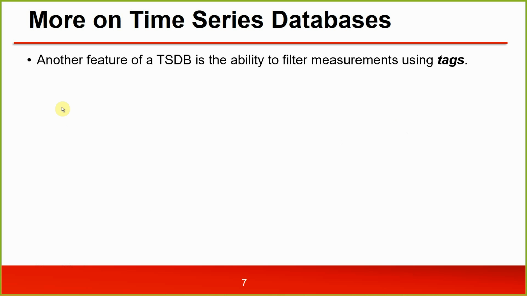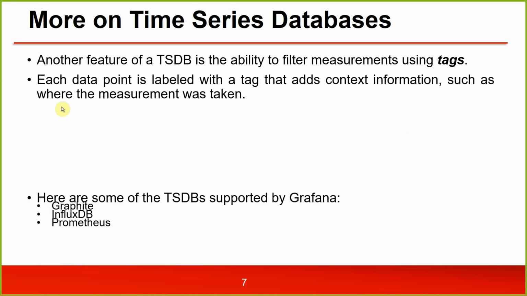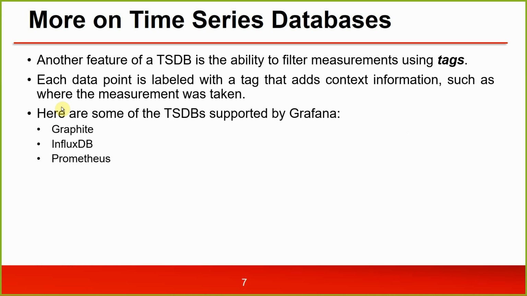Another feature of a time series database is the ability to filter measurements using tags. Each data point is labeled with a tag that adds context information, such as where the measurement was taken. Here are some of the TSDBs supported by Grafana, like Graphite, InfluxDB, Prometheus. These are all time series databases.